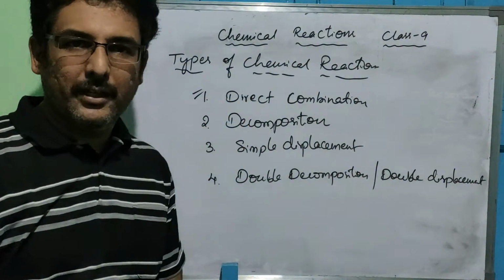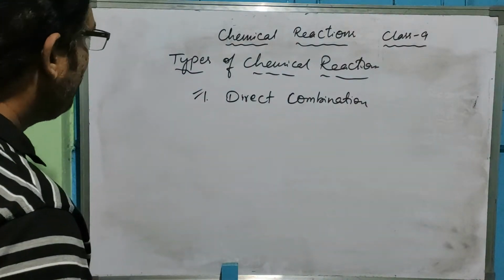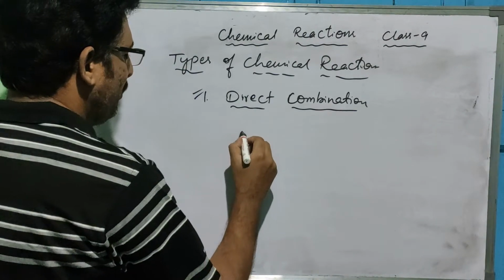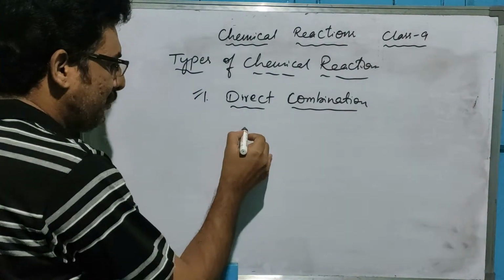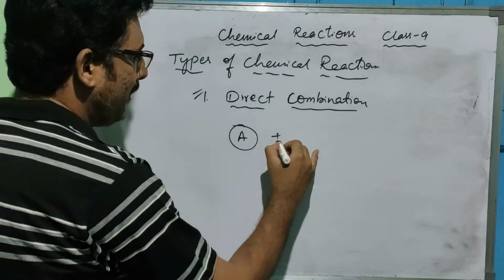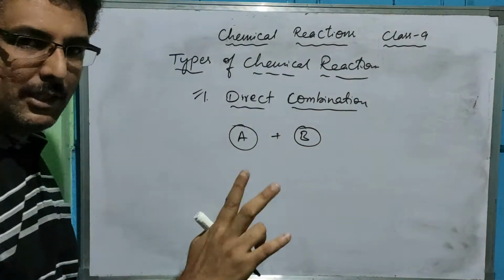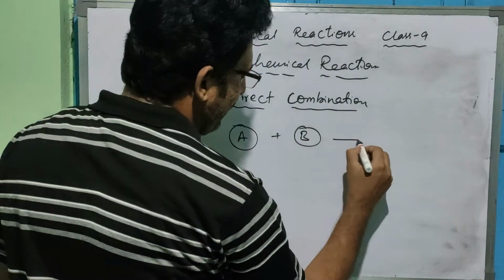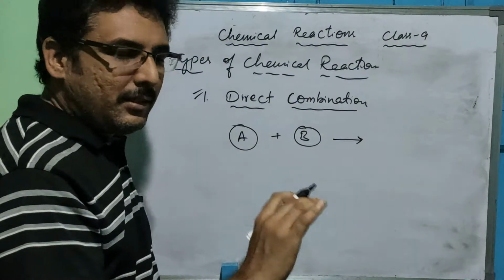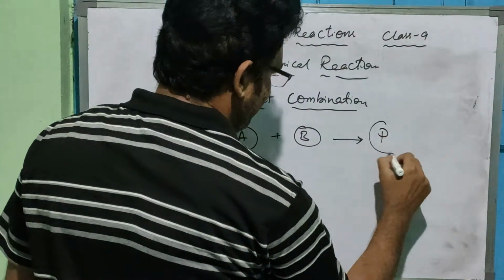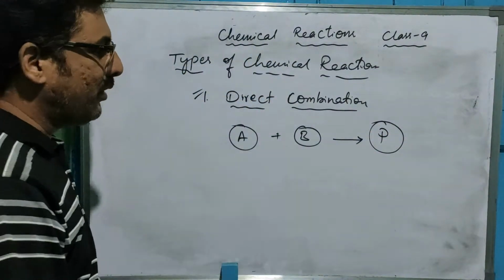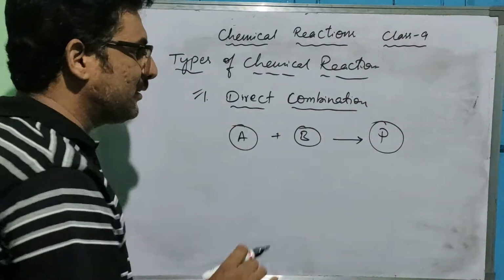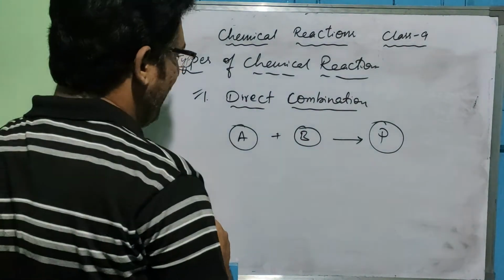So the first one is direct combination reaction. Let's see what this direct combination reaction is. In this reaction, two or more substances, say for example I have two substances A and B, react with each other, and if you get only one product as a result, then this type of reaction is called direct combination reaction.